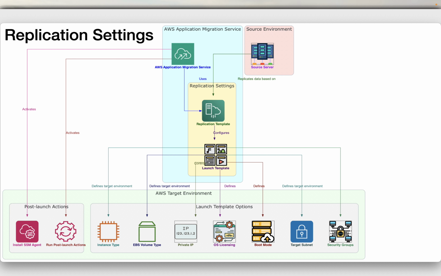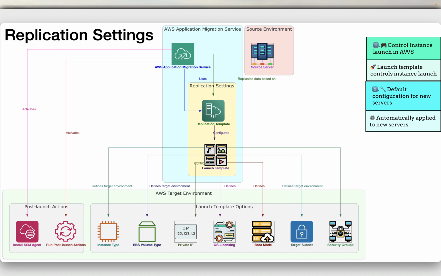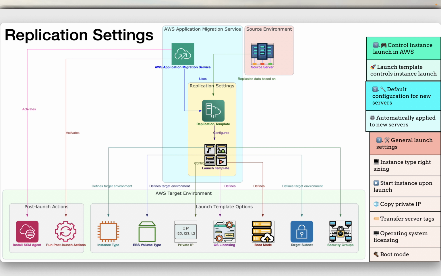The next setting is the launch template for AWS Application Migration Service. The launch template allows you to control the way AWS Application Migration Service launches instances in AWS. The default configuration defined in the template will be automatically applied to every newly added server. General launch settings include instance type right sizing, start instance upon launch, copy private IP, transfer server tags, operating system licenses, and boot mode.